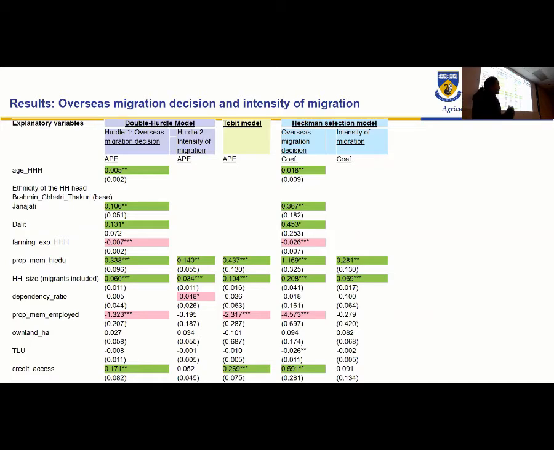So in a household which has a higher proportion of adult members with higher education, then that is more likely to migrate overseas. Similarly, household size has also significant positive influence, and those households who have credit access, that is also having a significant positive influence. Whereas the household with higher farming experience of the household head, and those households who have a higher proportion of members employed inside the country, they are less likely to migrate overseas.